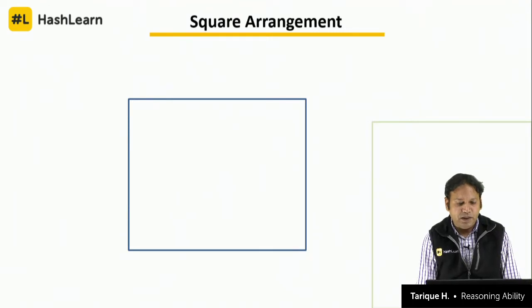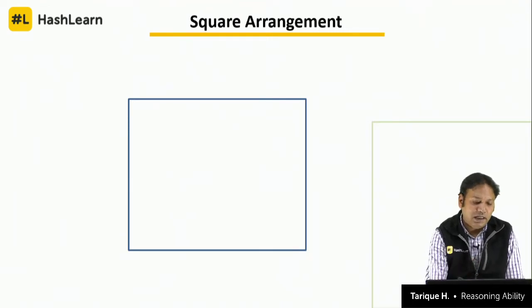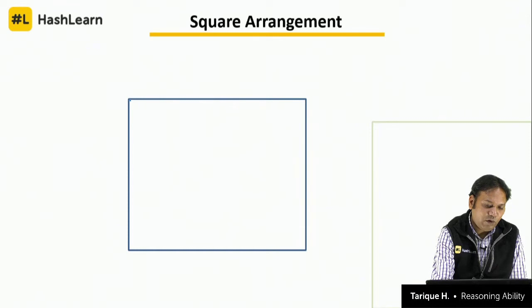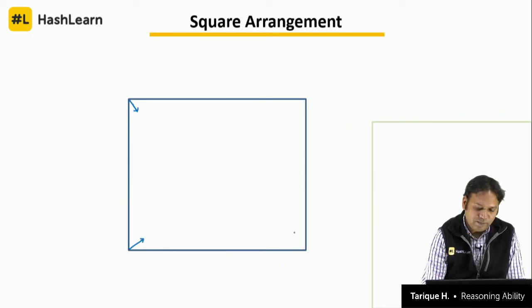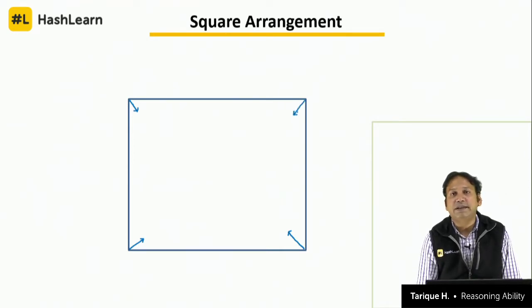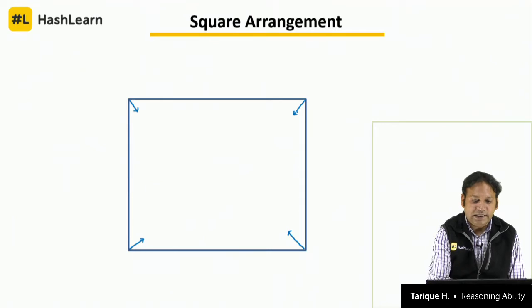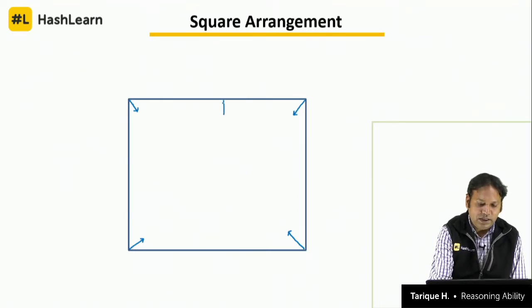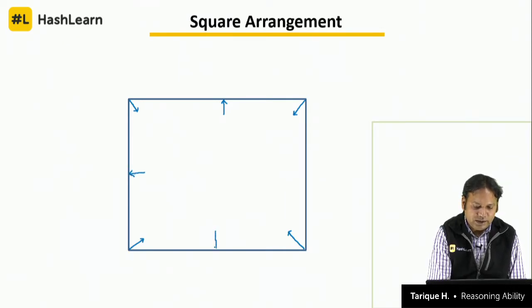So in a square arrangement question, normally we have a square table and there are 8 persons who are there. 4 persons are sitting at the corner. So here we have 4 persons. Normally the persons sitting at the corner are facing towards the center, and there are 4 persons sitting at the sides. So that is the meaning of sitting at the corners and sitting at the sides. And usually in questions, the ones sitting at the center of each side, these 4 persons, are facing away from the center.